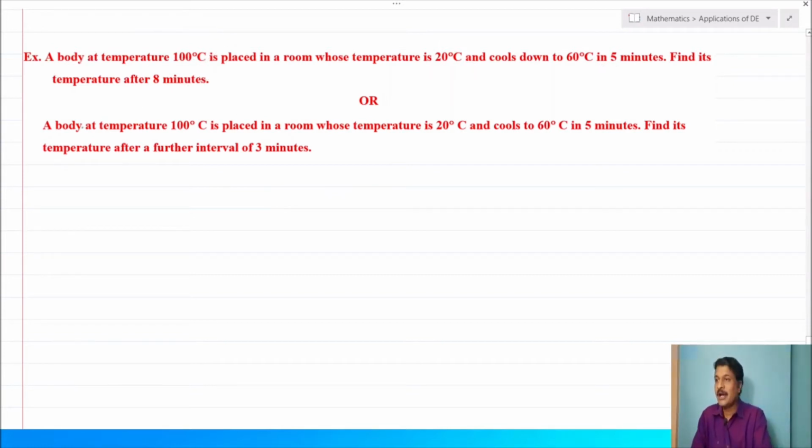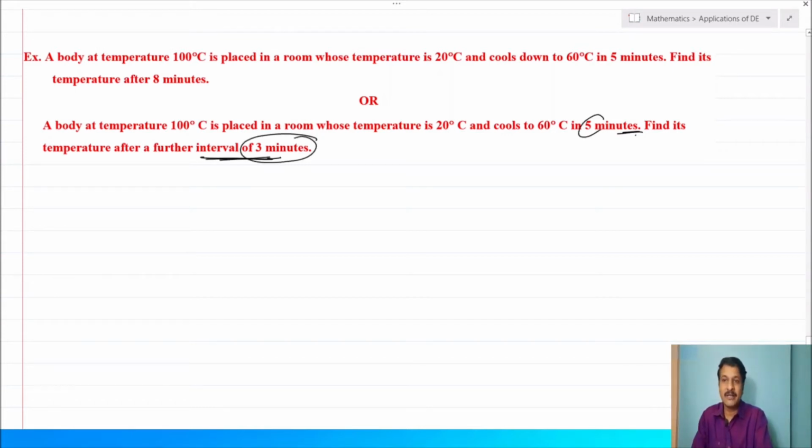Or a body at temperature 100 degrees Celsius is placed in a room whose temperature is 20 degrees Celsius and cools to 60 degrees Celsius in 5 minutes, so up to this it is the same. Find its temperature after a further interval of 3 minutes.